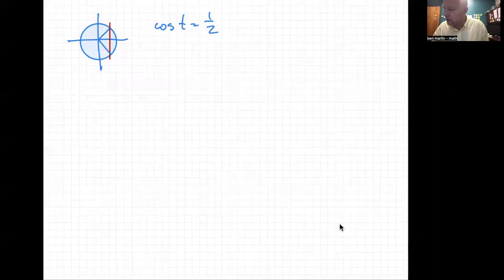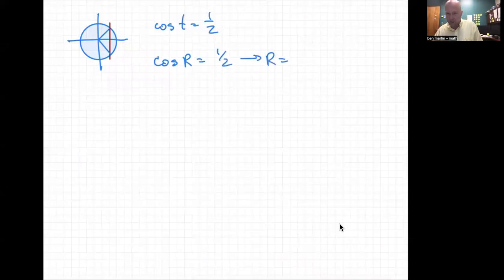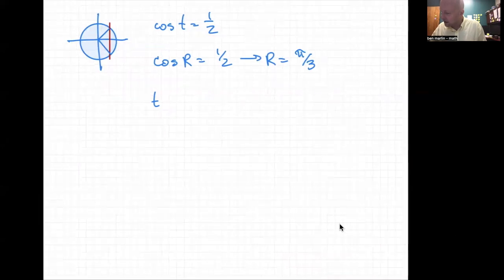And then we're going to think about cosine of the reference angle is 1/2. That's a special angle. The reference angle then is going to be pi over 3. Okay. So we had a T1 already. So here's a T2 and a T3. I'm sorry. Those are, in fact, T3 and T4. We already had 2 solutions.